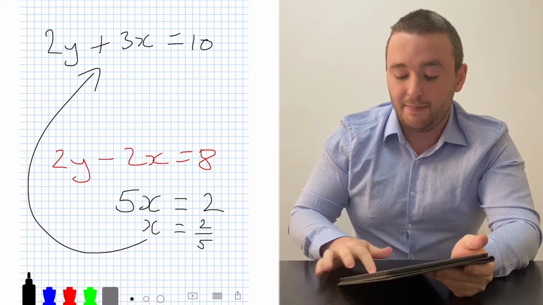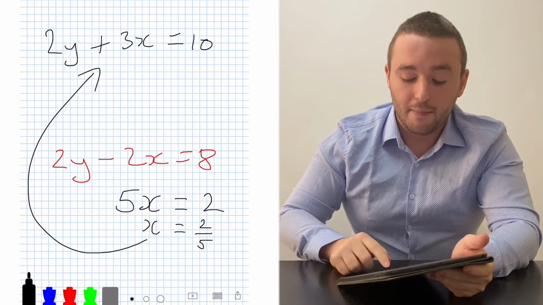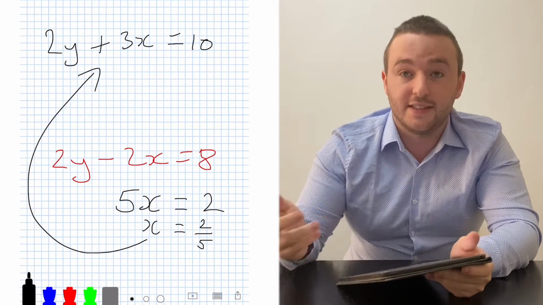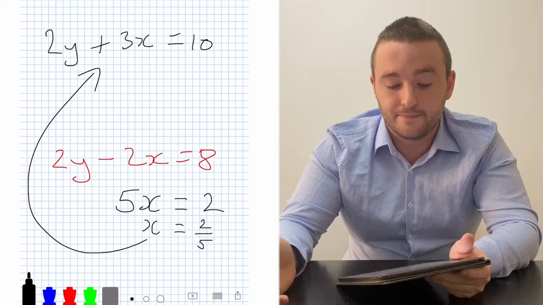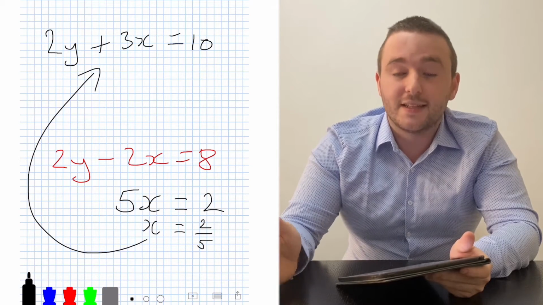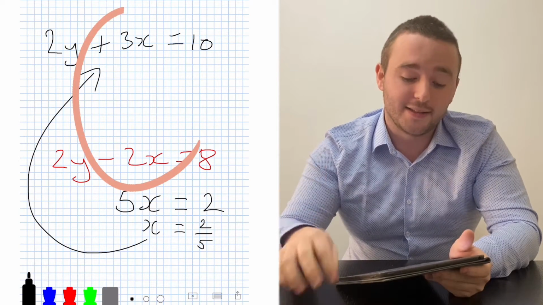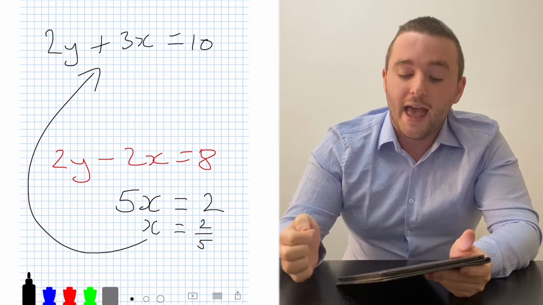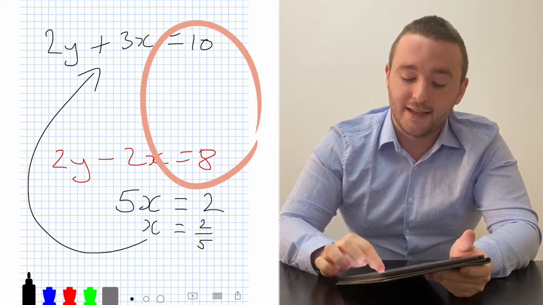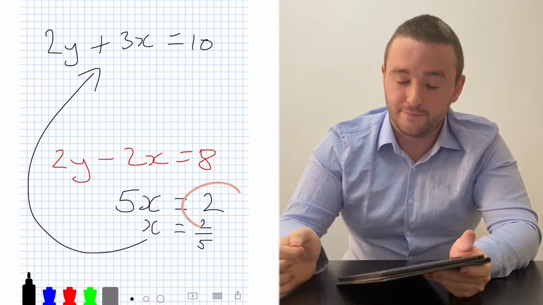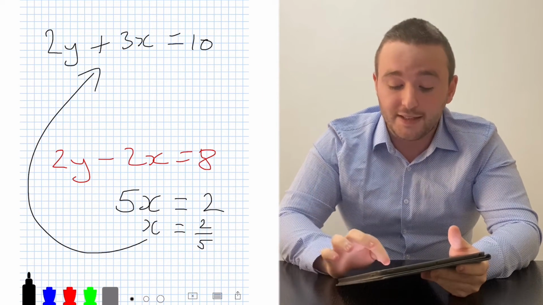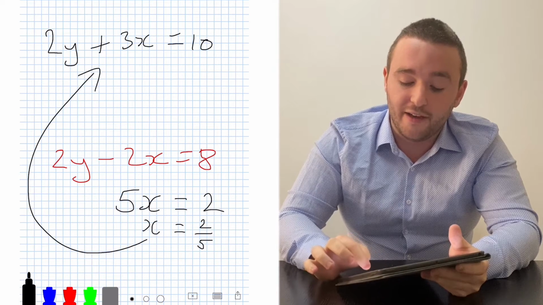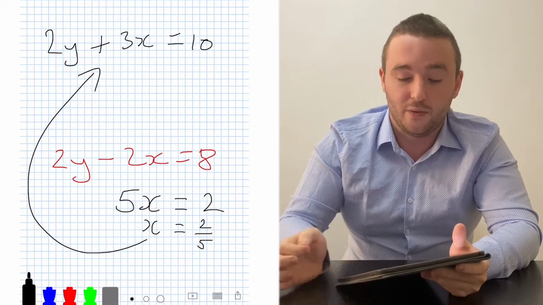Let's look at this piece by piece. 2y minus 2y is going to give us 0, so we're not going to put anything. 3x take away negative 2x is going to give us 5x. And 10 take away 8 is going to give us 2. Now to get the x by itself, we just have to divide by 5, and that gives us x equals 2/5.